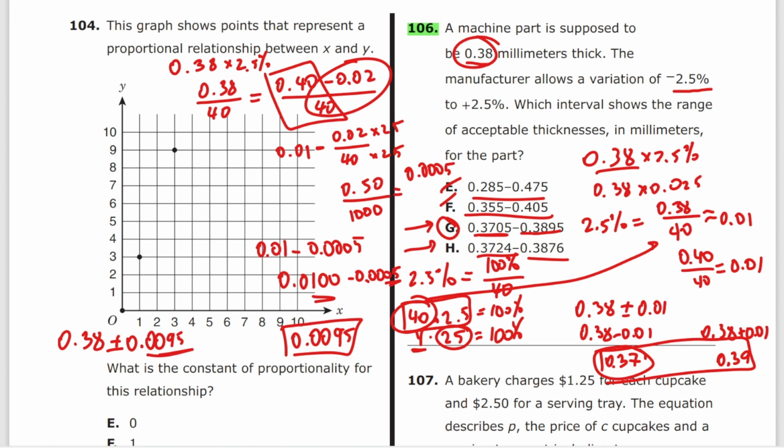You see how this is super close to 0.01, right? So therefore, of course, we can already see that it's G, but just for the sake of it, 0.38 plus, for the upper boundary, plus 0.0095, we're going to get 0.3895. It's magically matching this upper boundary, so it's clearly not H, because H is 3876. So H is out, G is the answer. That's it.